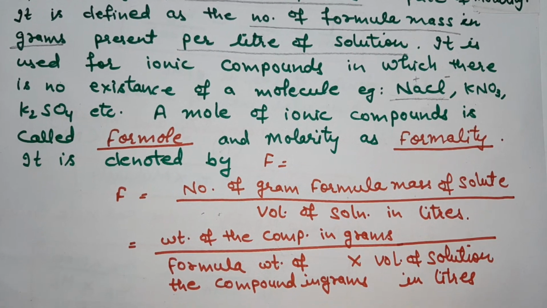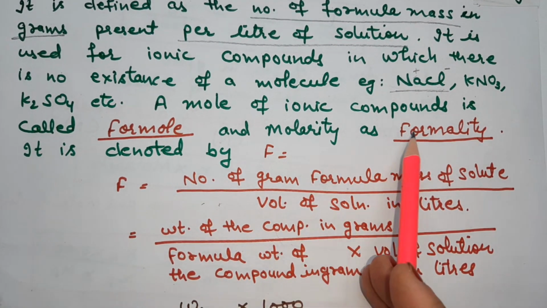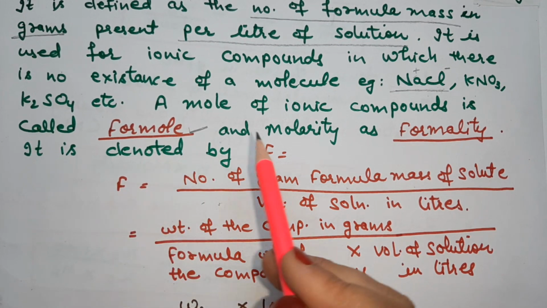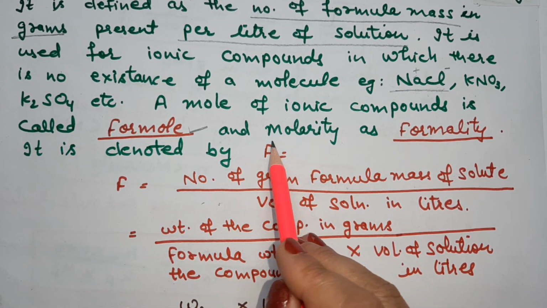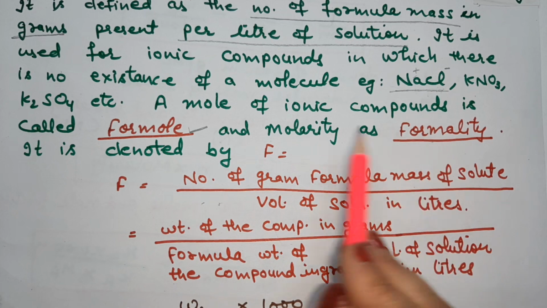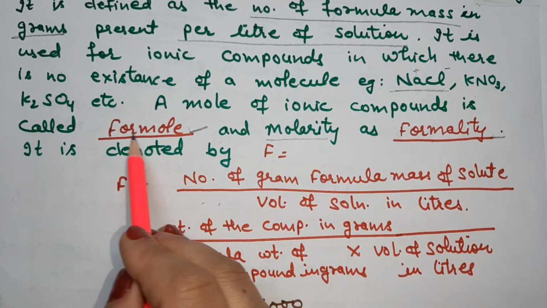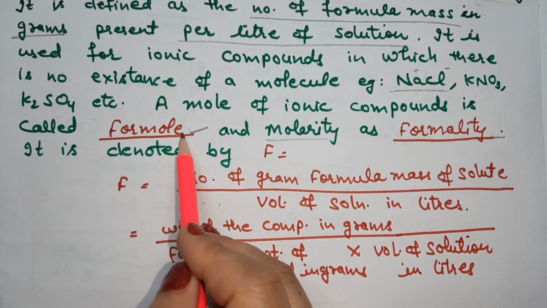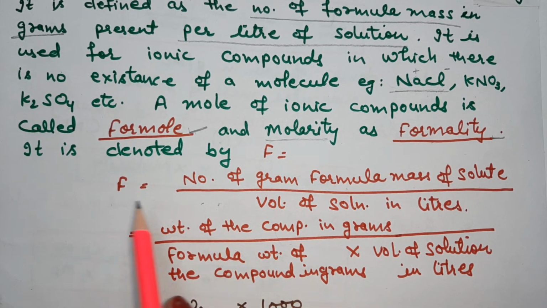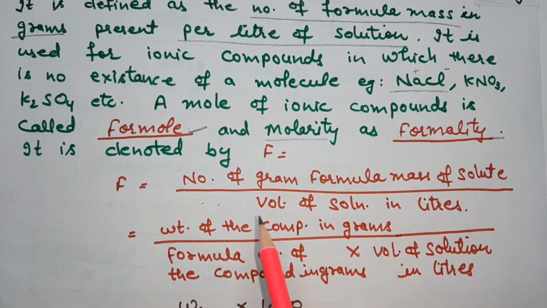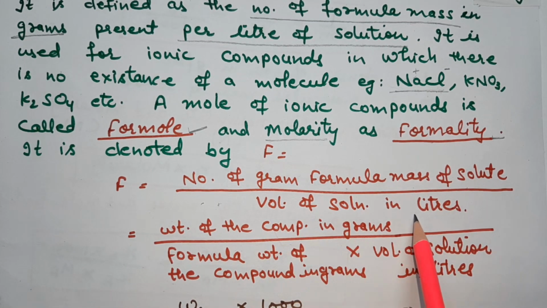Just as we say 1 mole, in case of an ionic compound the word we use is formula mole. So in place of molarity we use formality, and in place of mole we use the word formula mole. By formula, it is the number of gram formula mass of the solute upon the volume of solution in liters.